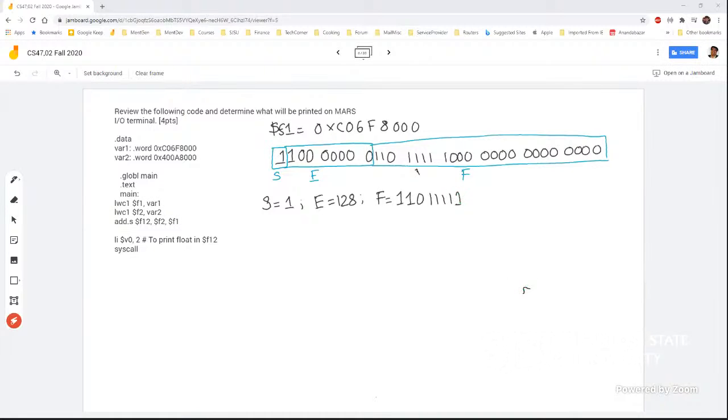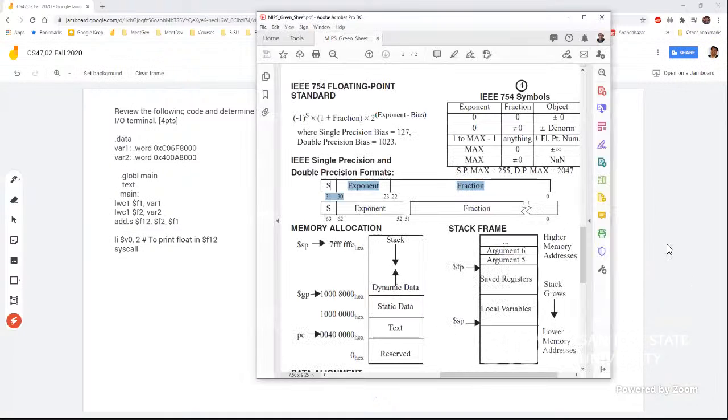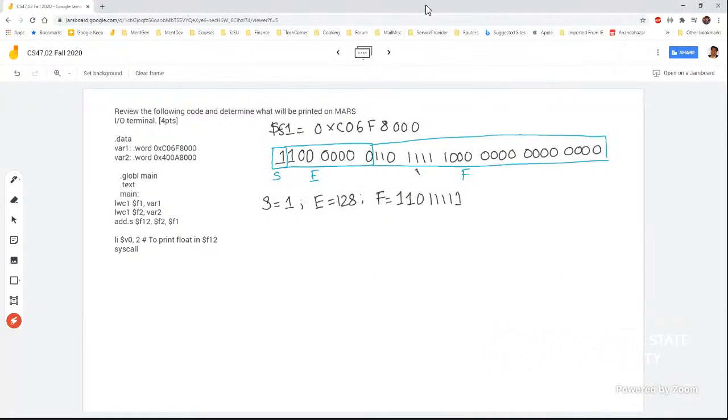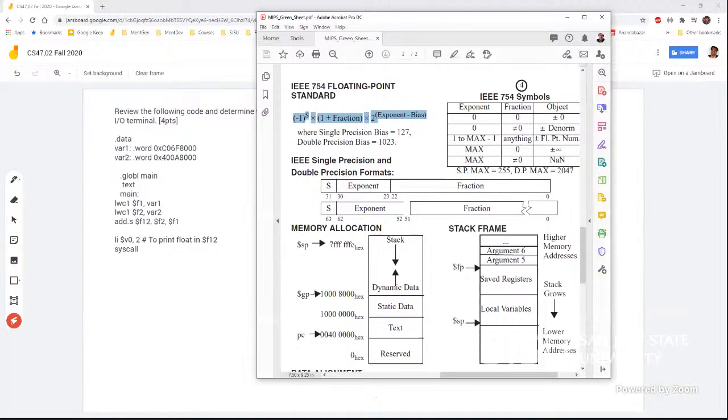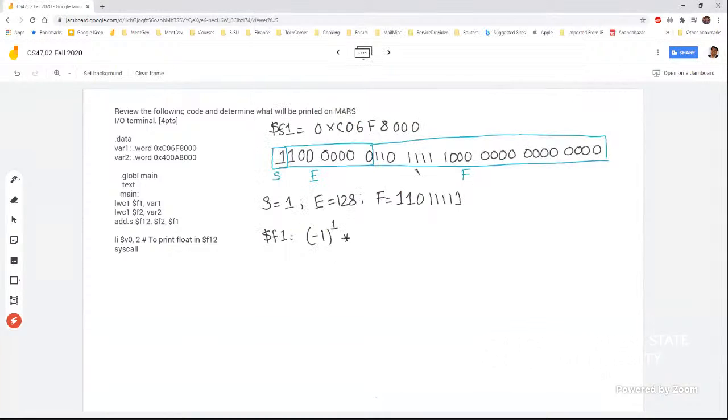Now we simply apply that formula, right? This is -1 to the power s. So your value is -1 to the power s, multiplied by what do we have? 1 plus fraction.